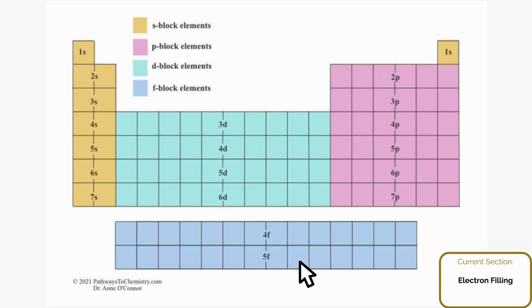The S subshells start at period 1, going 1s for period 1, 2s for period 2, 3s for period 3, and all the way down. The P subshells start at period 2, with period 2 being 2p, period 3 being 3p, period 4 being 4p, and so on. The D subshells start at period 4. However, the notable difference here is that for period 4, the D subshell is 3d, and then 4d for period 5, 5d for period 6, and 6d for period 7. The F subshell is once again different, starting at period 6 with 4f, and then period 7 with 5f.